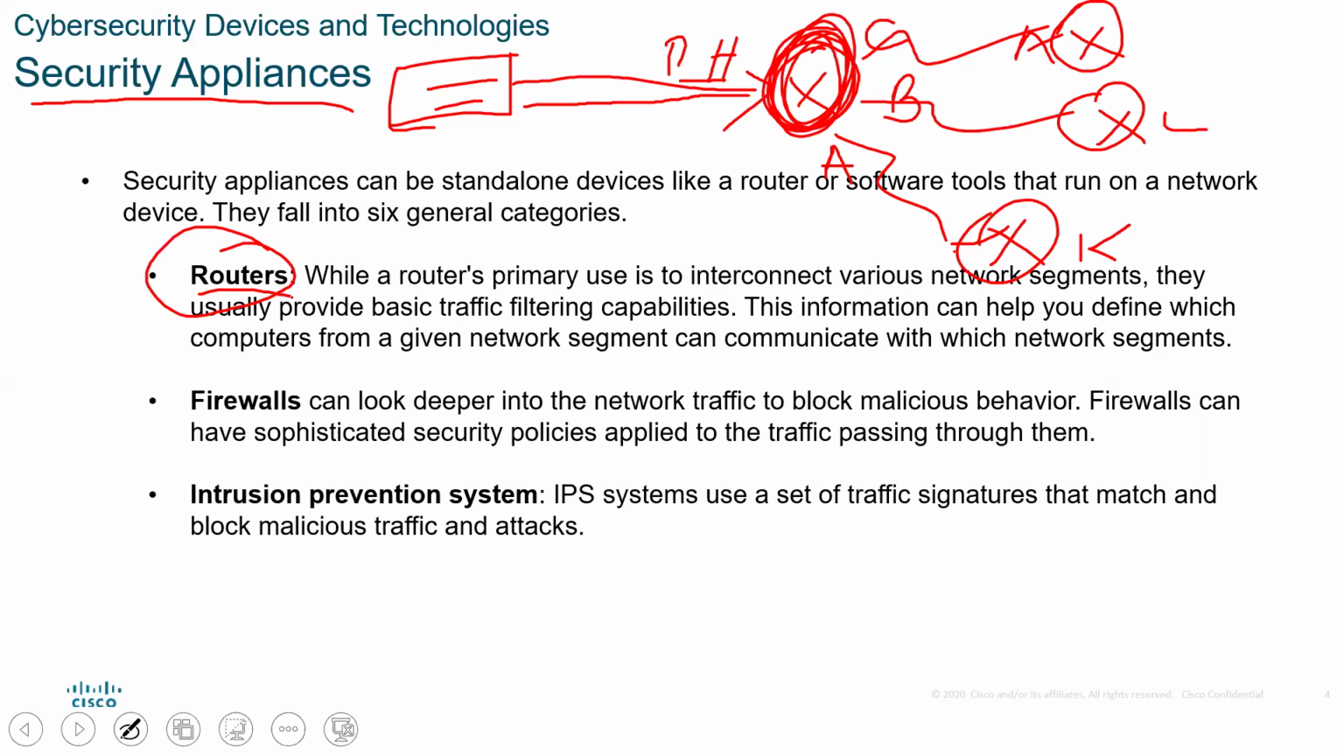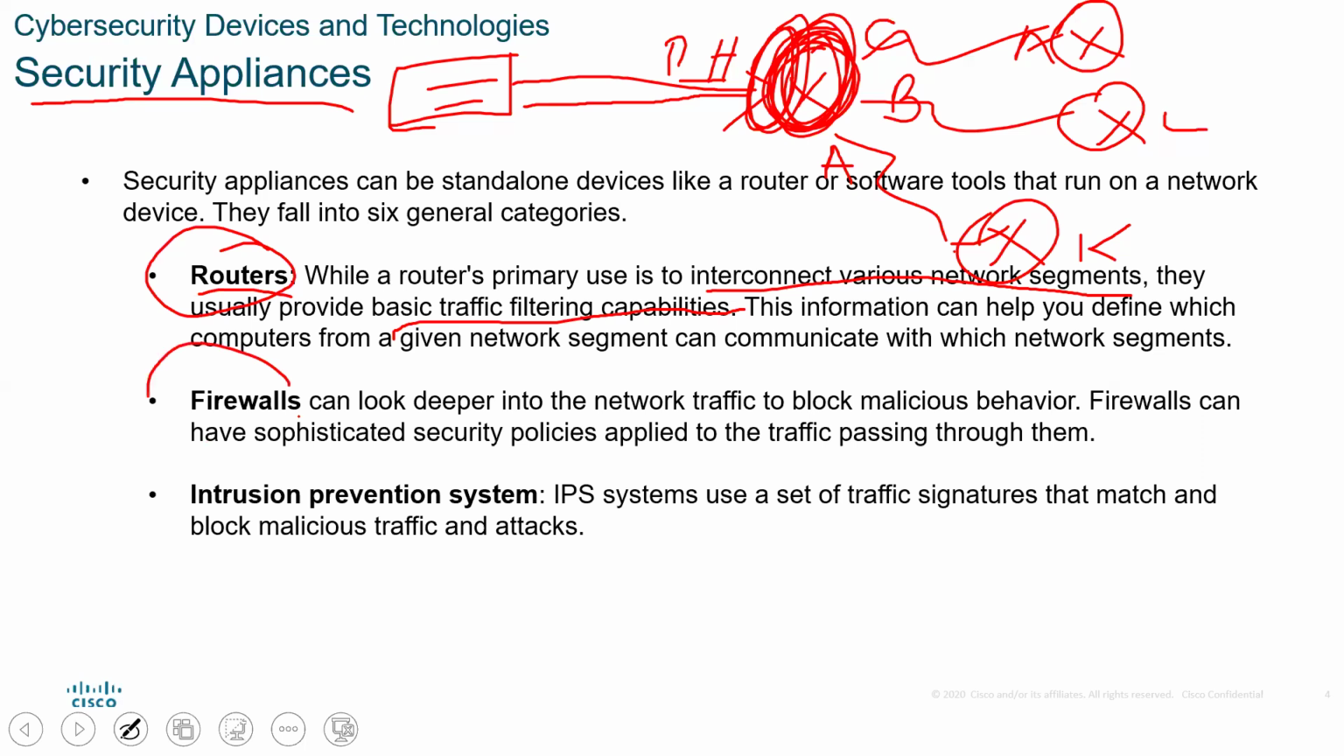So it says one of the primary uses is to interconnect various network segments. They usually provide basic traffic filtering capabilities, which means on this interface, you can provide some filtering to say, okay, I don't want this traffic to go to a particular destination. I can block all traffic going to Lagos, or block all traffic from Port Harcourt going to Abuja, or all traffic from Port Harcourt going to Kano. You can decide to block and things like that.